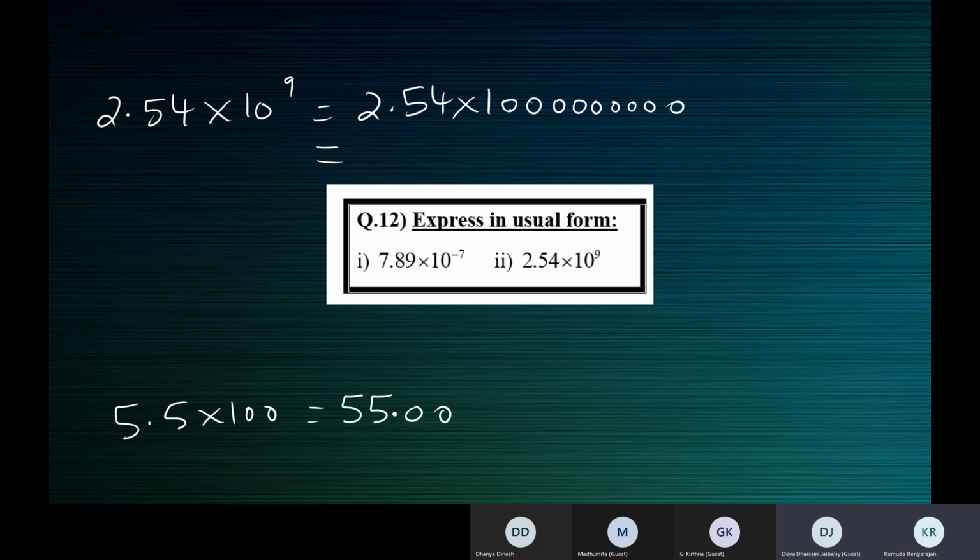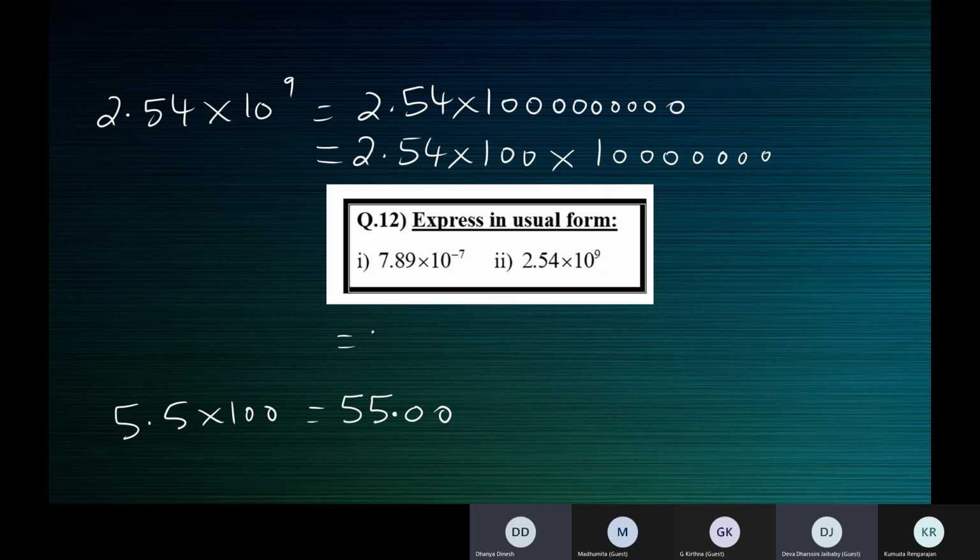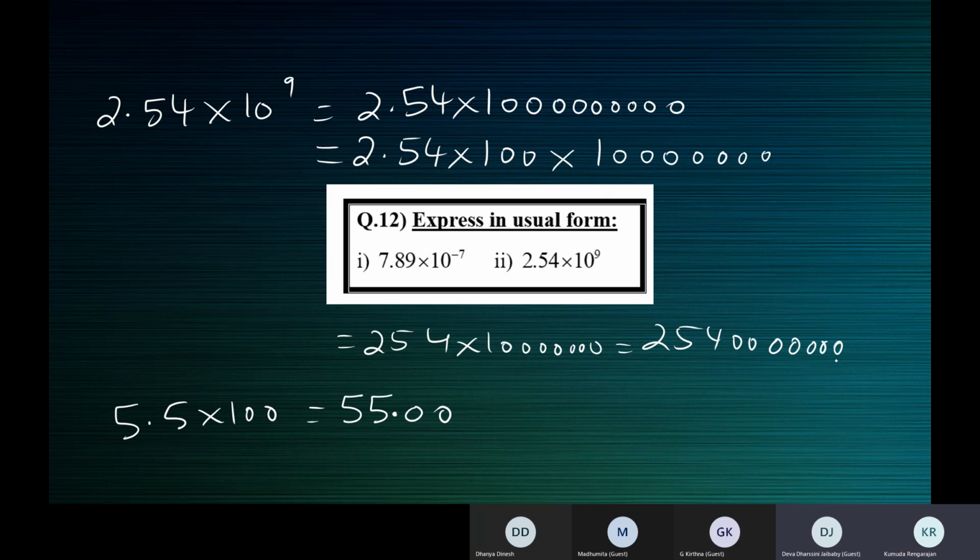So this will be 2.54 into 10 to the power 9. Now you can also take it like this. 2.54 into, how many zeros are here? 9 zeros, ma'am. So you can take it as 2 zeros and then 7 zeros. What is 2.54 into 100? 254, ma'am. Then multiply by 1 followed by 7 zeros. So what will you write? 254000000, ma'am. Yes, that's all. Just do it in your own style.